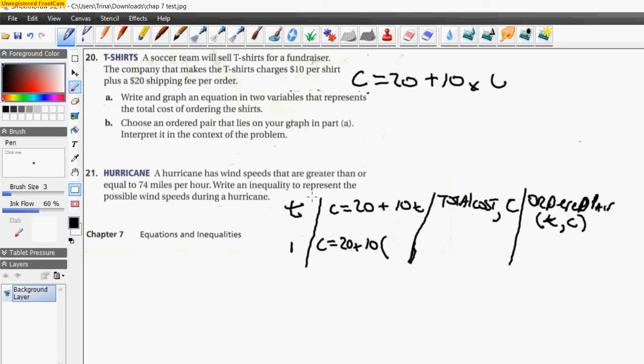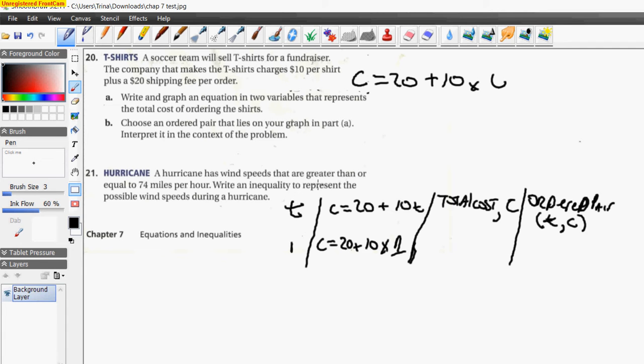Put this in parentheses, because we know it's 1, which means we're going to times this. Okay? If this confuses you, I am going to erase this and then put a times for you, so you'll know exactly what we're doing. Times 1. Okay? So that basically means the cost equals 20 plus 10 times 1.